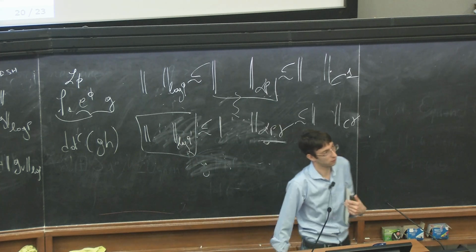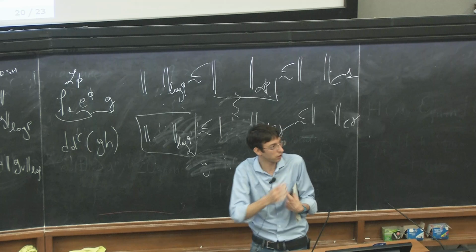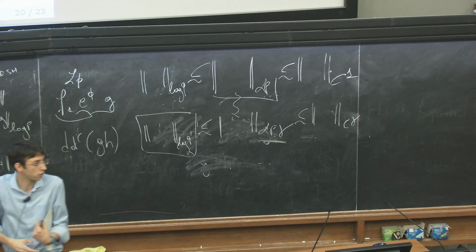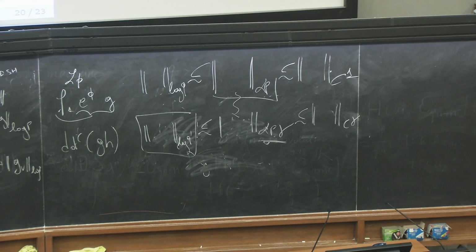It's just because I wanted to get to Hölder and not C1. But the previous one already had the gap. Okay, so this gives the gap.